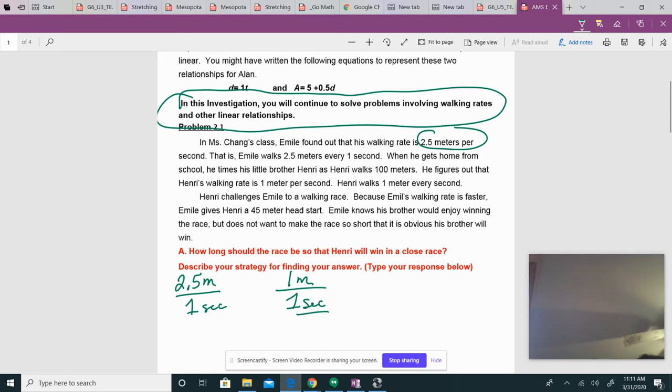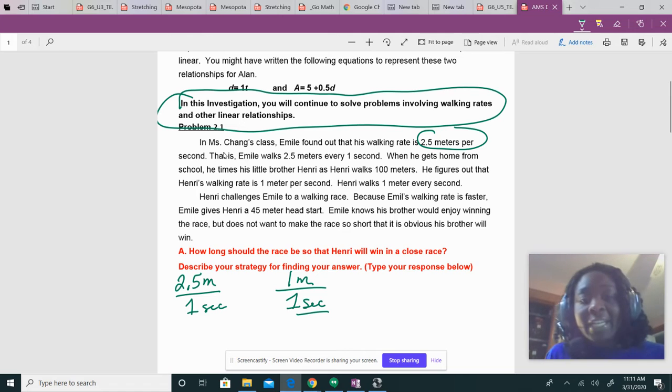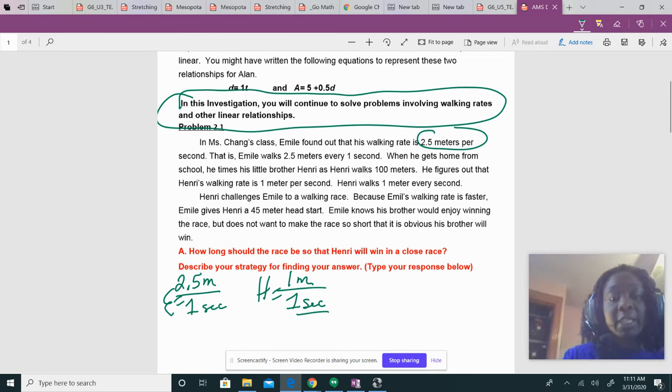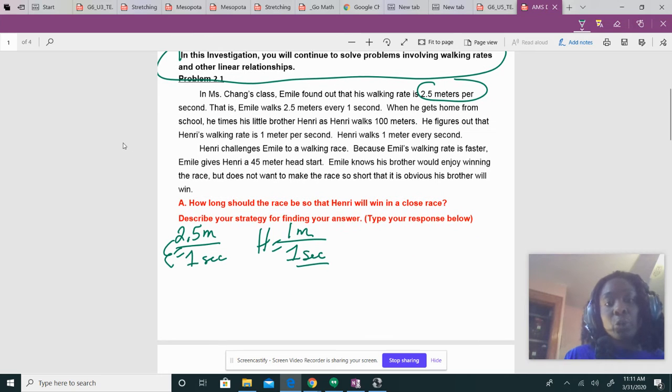And so Henri challenges Emil to a walking race. Oh, I'll put my screen down. Sorry. He challenges Henri to a walking race, but because Emil's walking rate is faster, he's covering more ground in the same amount of time, right? And this is Henri's right there. So he's covering more ground in the same amount of time. He wants to give him a 45-meter head start. Okay. Because he knows he wants his brother to enjoy winning the race, but he doesn't want to make it so obvious. Okay, great. No problem.